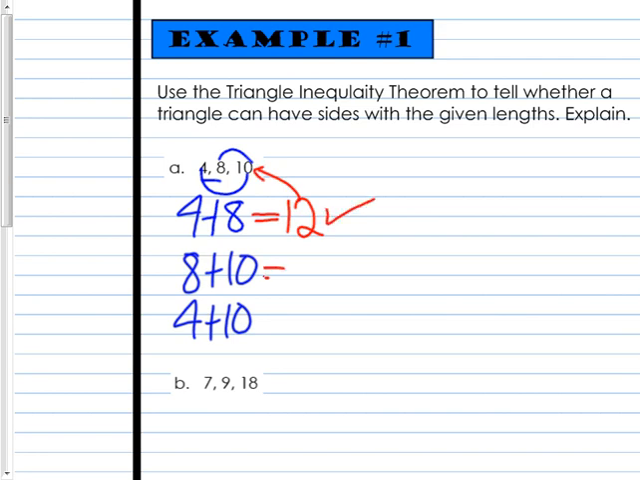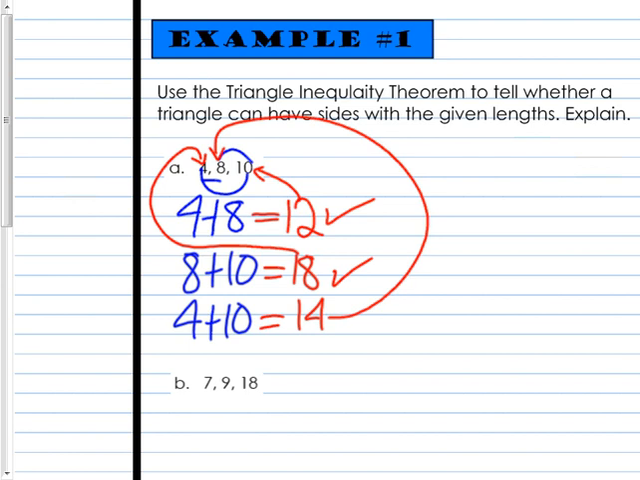8 plus 10 is equal to 18. Is 18 bigger than the third side, which is 4? Yes, it is. 4 plus 10 is 14. Is 14 bigger than the third side, which is 8? Yes, it is. So these numbers can be a triangle.